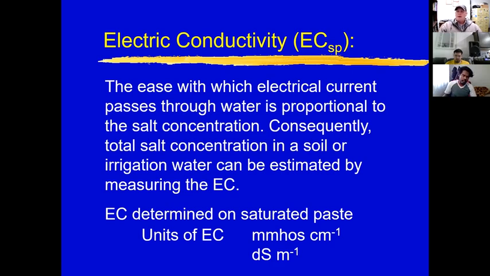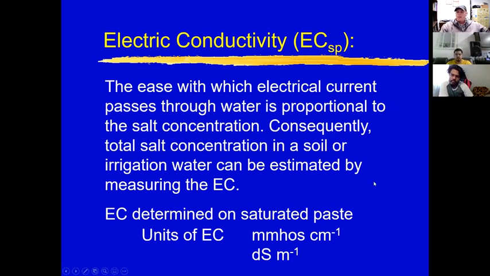So that's the kind of standard for how we interpret electrical conductivity. In my lab and in a lot of commercial labs, what we'll do is we'll measure electrical conductivity on a 1 part soil to 1 part water slurry. And then we multiply it by a factor to estimate what the saturated paste EC is.